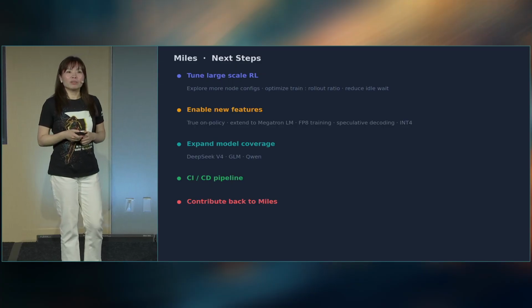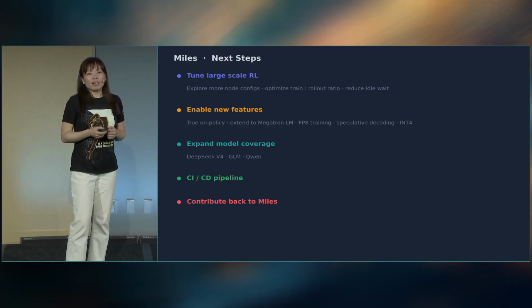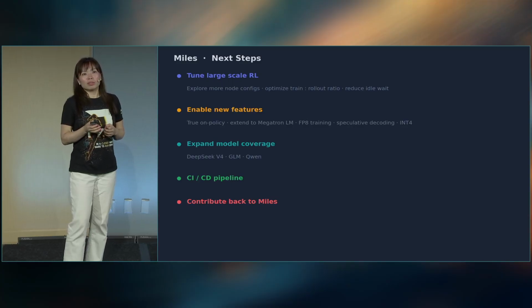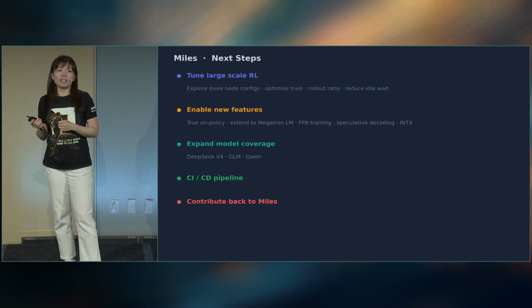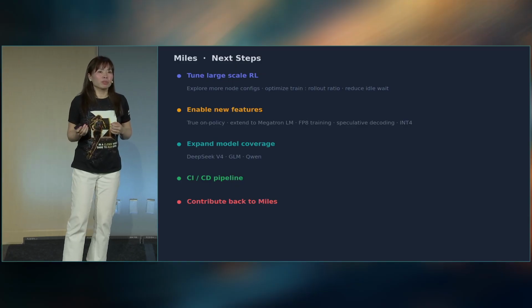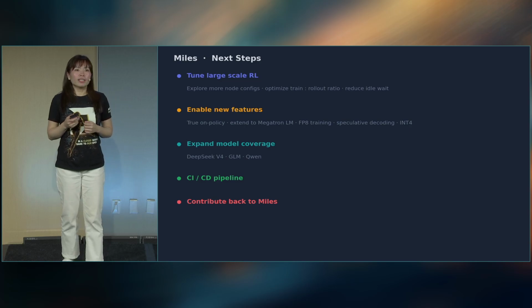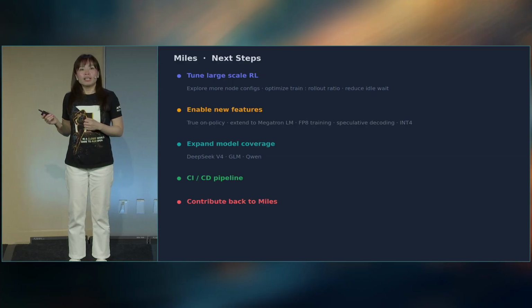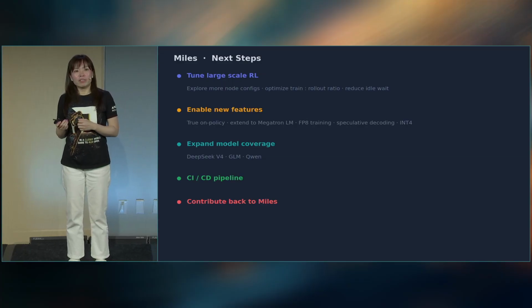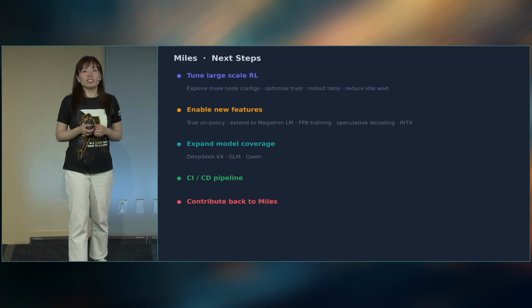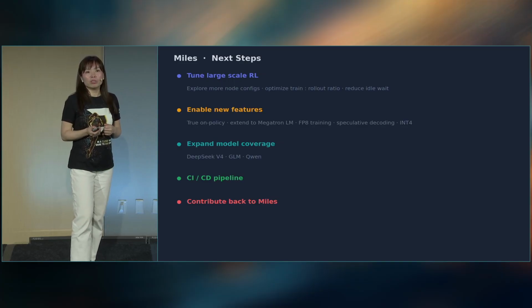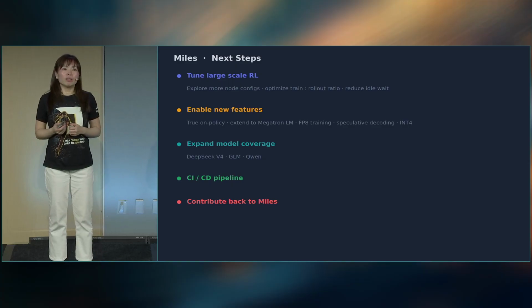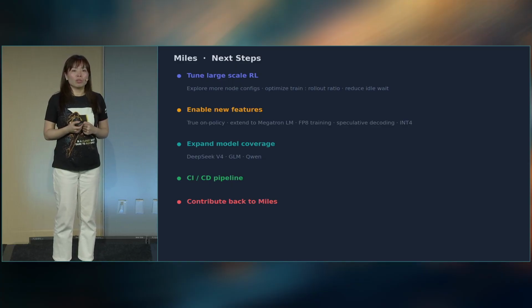Yeah, with that, for next steps, we still want to continue tuning the large-scale RL performance, not only from the node configuration perspective, but also from multiple different areas. And second, we want to enable more features. As Yusheng just mentioned, there are a lot of the latest features we want to enable, like low precision training, speculative decoding, MTP, PD disaggregation, and int4. Those are all areas where we will need to do more improvement.